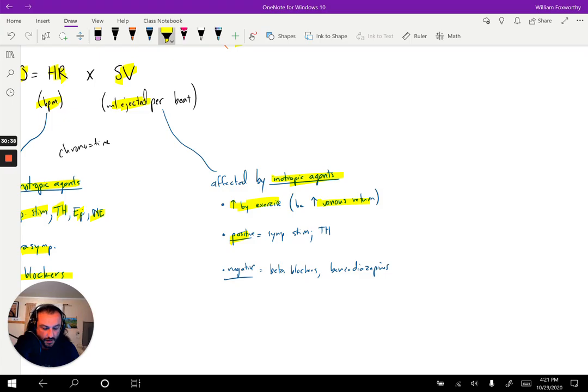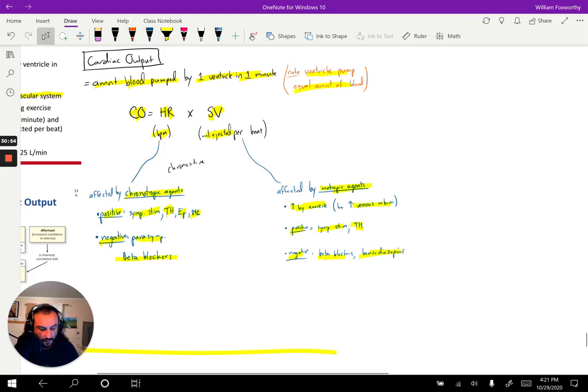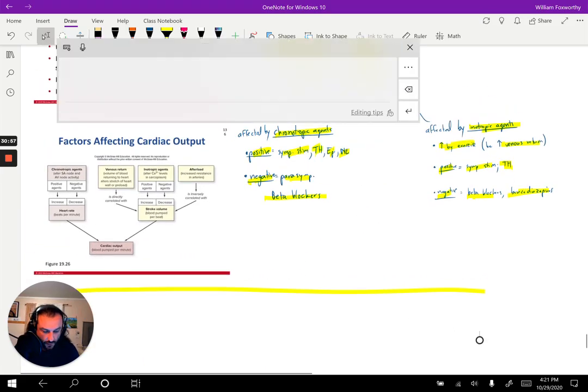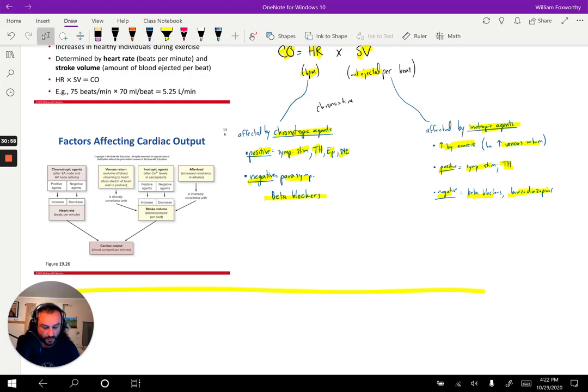Positive inotropic agents include sympathetic stimulation, because we saw the sympathetic fibers go to the myocardium, not just to the nodal cells, and also thyroid hormone. Negative inotropic agents include beta blockers and benzodiazepines, and there are many others for both groups. I'm just giving you here some examples.